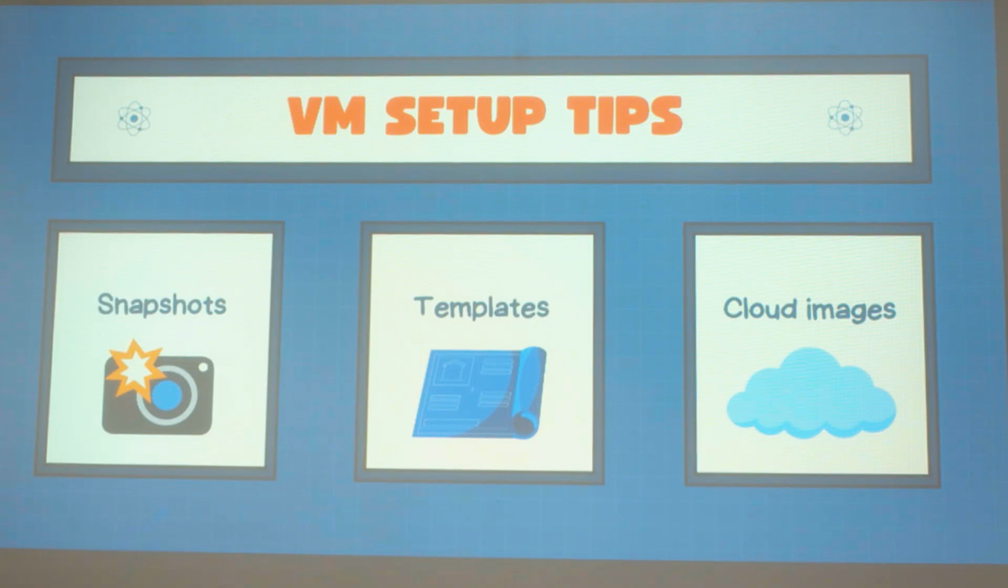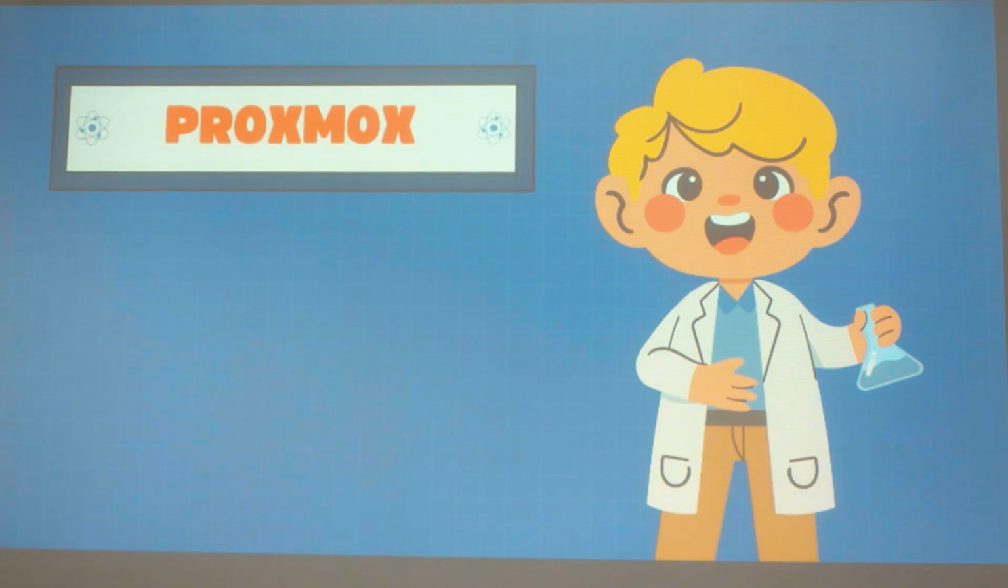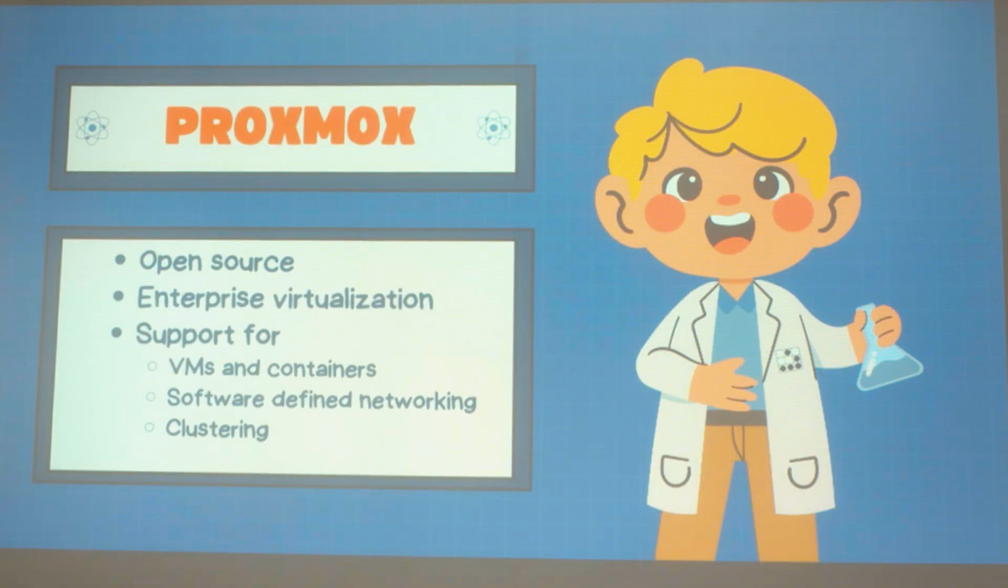Okay, Proxmox. If you've not heard of Proxmox, it is open source enterprise virtualization. They have support for VMs and containers. It does software-defined networking. You can cluster them. It has high availability. It has Ceph built in so that you can do distributed storage. It's fantastic. I love it. I have it in my home lab. There are other options for hypervisors, which I showed in that previous slide, but this is the one we're going to look at today.